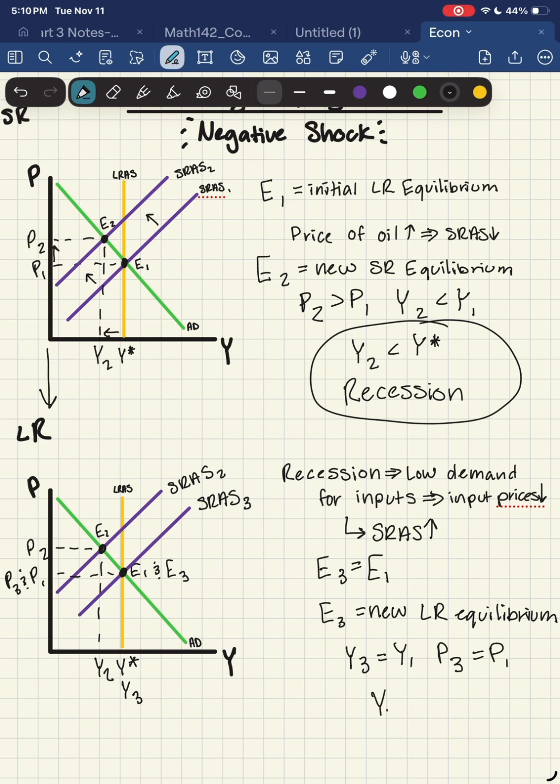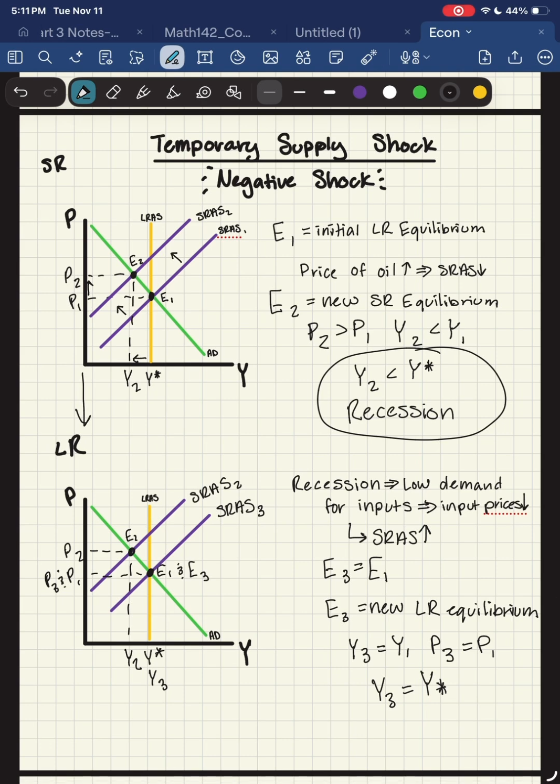And this tells us that a temporary supply shock will only shift the short run aggregate supply curve, but will not shift the long run aggregate supply curve. So in the end, the economy will go back to the original equilibrium, whether it is negative or positive, as long as it's only the short run that is affected.